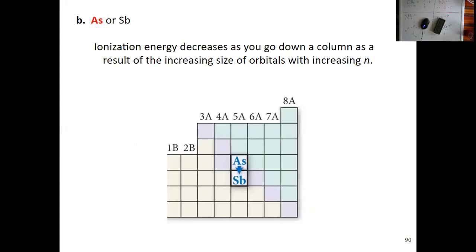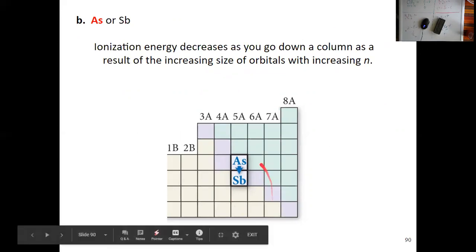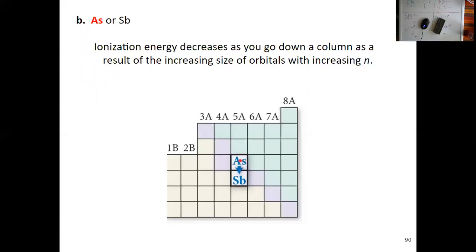When we're comparing arsenic and antimony, arsenic has a lower period number. So our ionization energy decreases as we go down the column. So arsenic is going to have a higher ionization energy than antimony will.